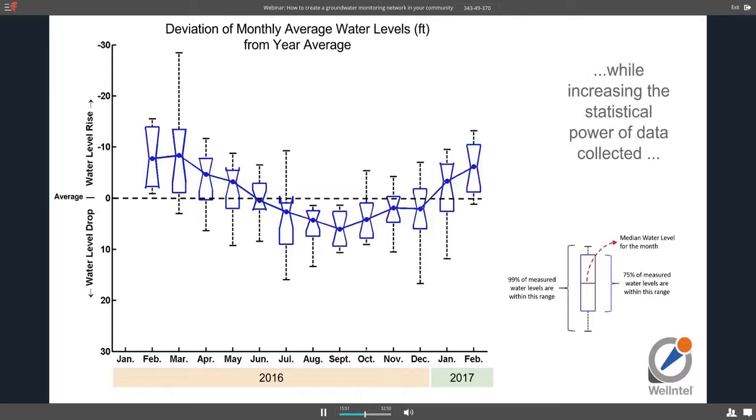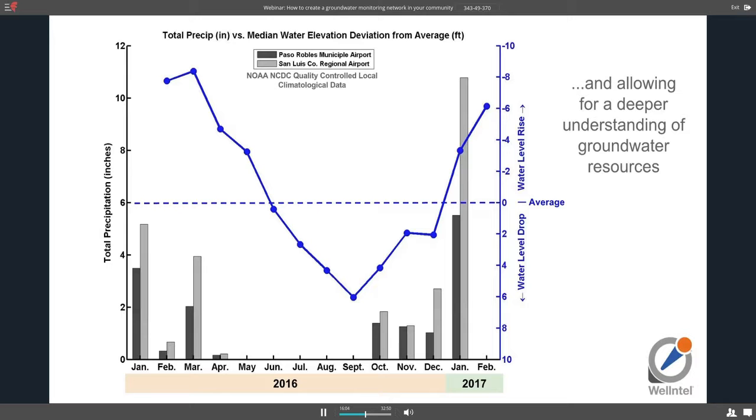So following those blue dots and the blue line, which represent the median of each of these distributions for months in 2016 and 2017, you can follow to the next chart, which is allowing us to connect both the statistical power of the data to what's really going on in this region and develop a deeper understanding of this groundwater resource. So this chart is showing you the total precipitation at a couple of different weather stations in this area, in the region of this local network in California.